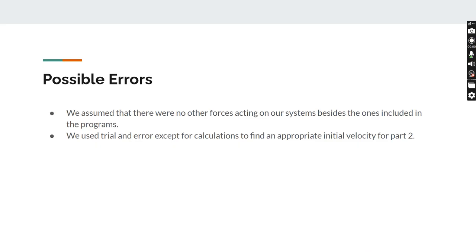Some possible errors. We assumed that there were no other forces acting on our systems besides the ones included in the programs, and we used trial and error, except for doing calculations, to find an appropriate initial velocity for part 2.